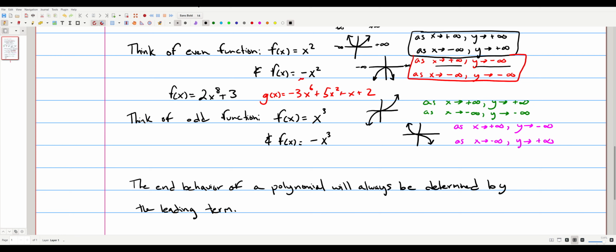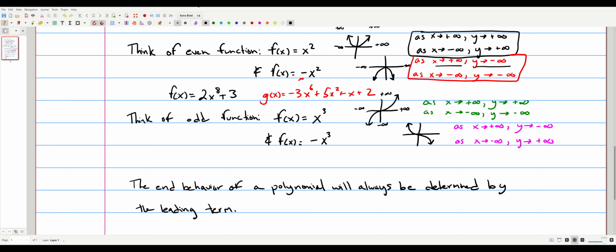And so if we think about odd functions, we can think of x cubed. As x goes towards positive infinity, what is y doing? Well, y is also going towards positive infinity, right? It's getting bigger and bigger positive. As x approaches negative infinity, so as we go this way on the x-axis, what is y doing? Well, y is also going towards negative infinity, right?